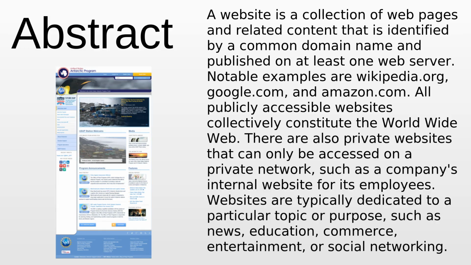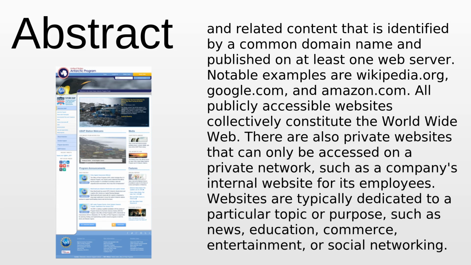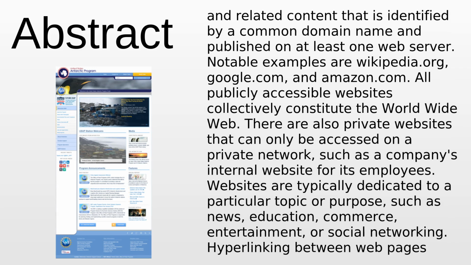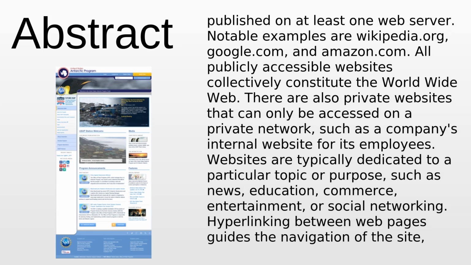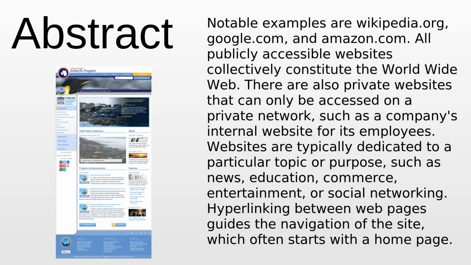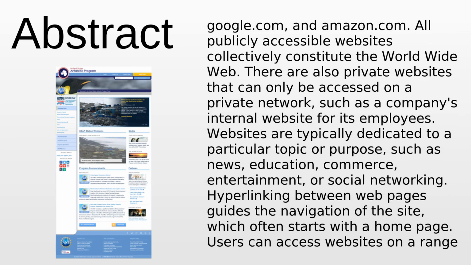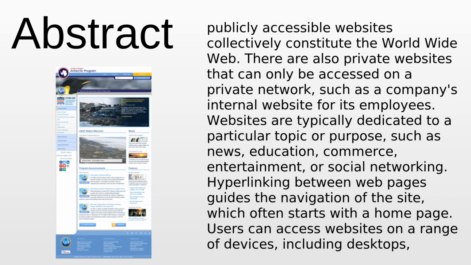Abstract. A website is a collection of web pages and related content that is identified by a common domain name and published on at least one web server. Notable examples are Wikipedia.org, Google.com, and Amazon.com. All publicly accessible websites collectively constitute the World Wide Web.